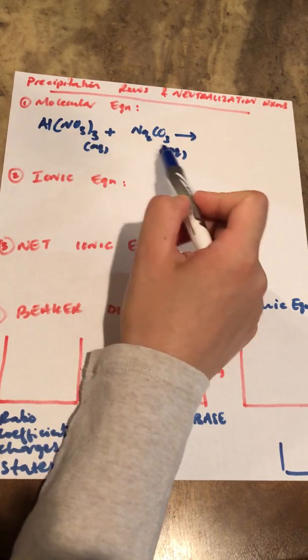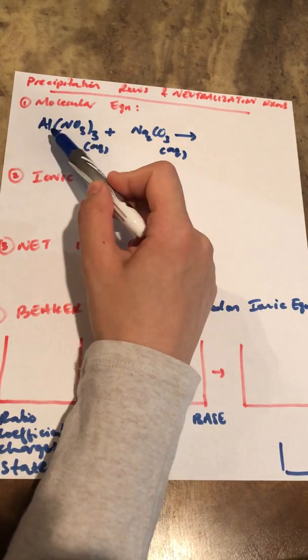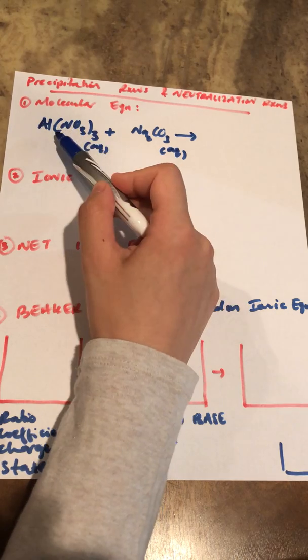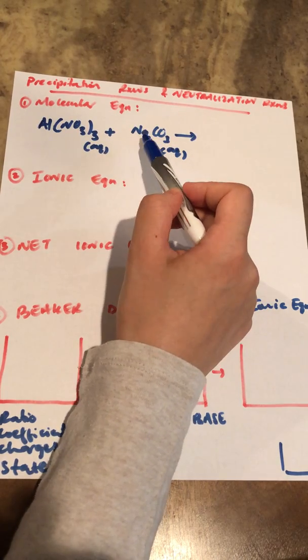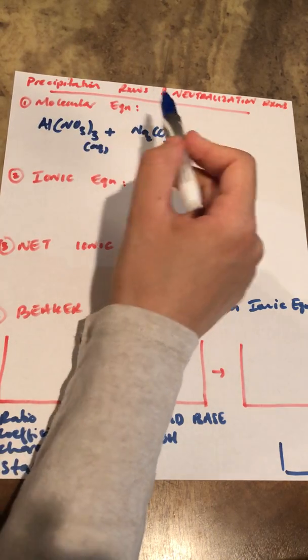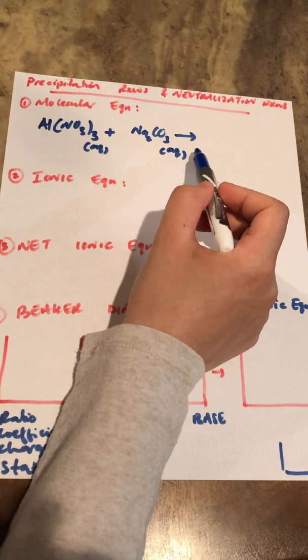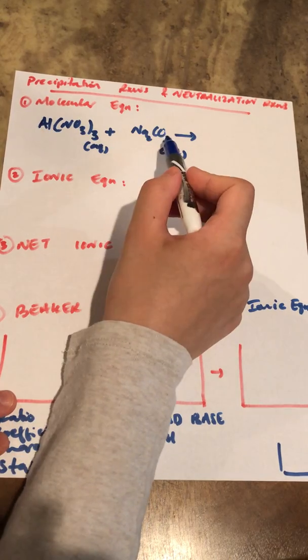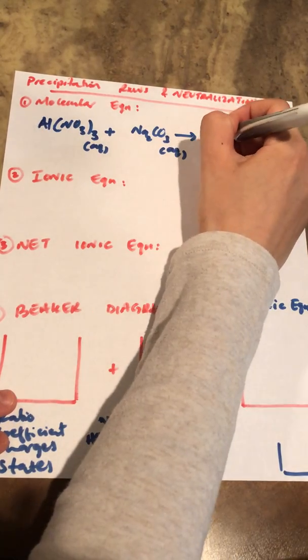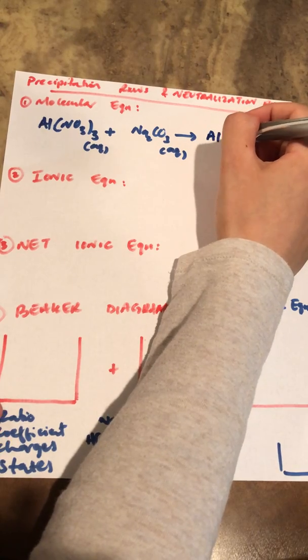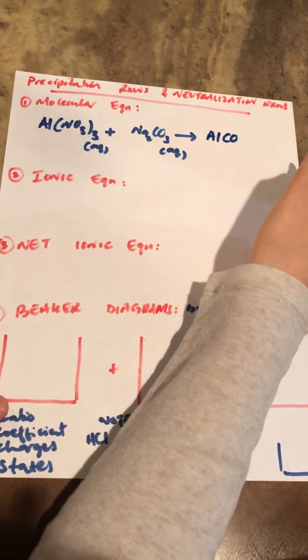The very first thing you should be able to identify is that we have a soluble ionic compound reacting with another soluble ionic compound. So it is a precipitation reaction, and they will be swapping partners. The first product we're going to form is aluminum carbonate. You should be able to predict these products.